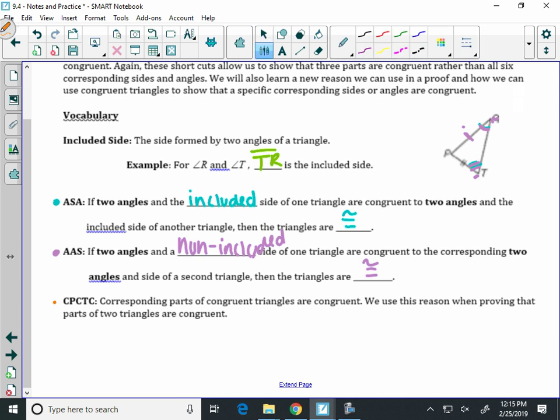One other new vocab word, it's a new reason we can use when we're proving triangles are congruent. And that is CPCTC. That stands for corresponding parts of congruent triangles are congruent. We use this reason when proving that parts of two triangles are congruent. So whenever we're given a proof with triangles, and we're trying to show that their sides or their angles are congruent, we use this reason every time. So it's like another freebie, because if two triangles are congruent, then their parts are congruent.